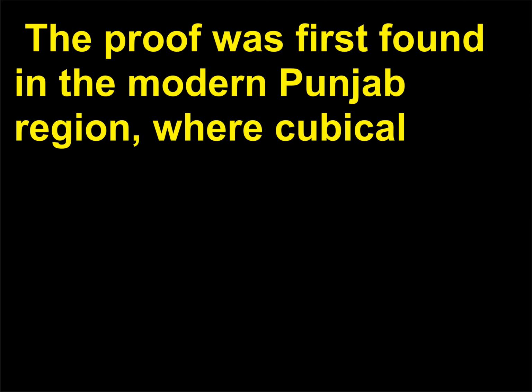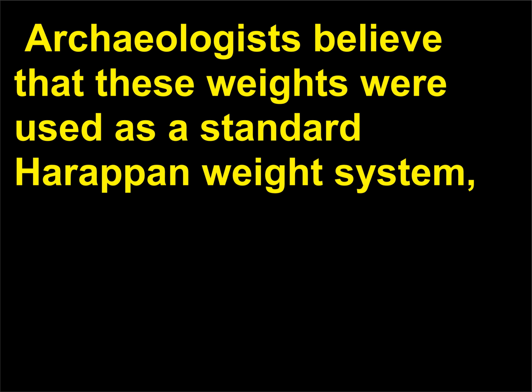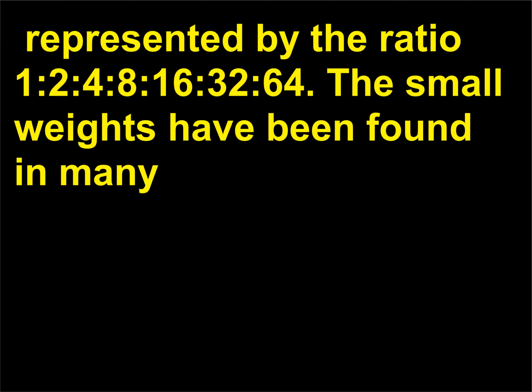The proof was first found in the modern Punjab region, where cubical, some say hexahedral, weights in graduated sizes were uncovered at Harappa excavations. Archaeologists believe that these weights were used as a standard Harappan weight system, represented by the ratio 1:2:4:8:16:32:64.